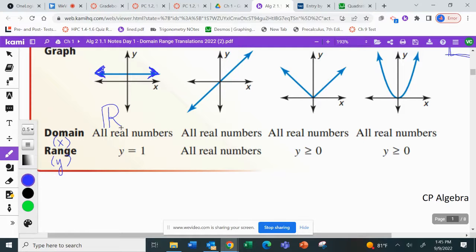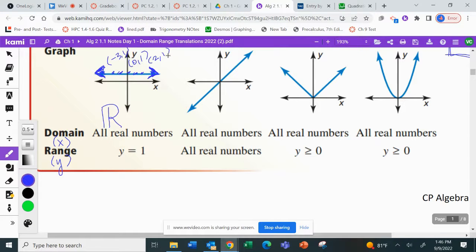For this one, when we did our horizontal lines with your name graph, we talked about the range for every single point up here. -3, 1, 0, 1, 2, 1. Like for every single point, the y values are all 1. So you just write y equals 1 if it doesn't change.